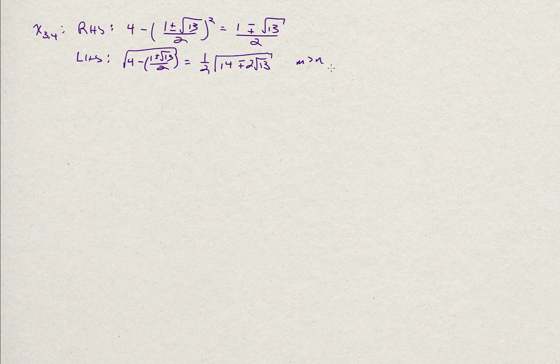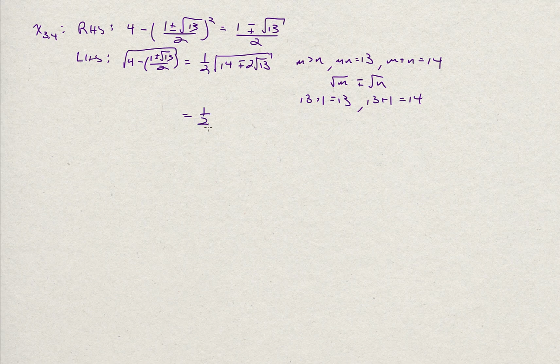m greater than n, such that mn equals 13 and m plus n equals 14. And then that would just denest to square root of m minus or plus square root of n. 13 times 1 is 13, and 13 plus 1 is indeed 14. So 13 and 1 are our two numbers. So this becomes 1/2 times square root of 13 minus or plus square root of 1, which is just 1. And so that's minus or plus 1 plus the square root of 13 over 2.